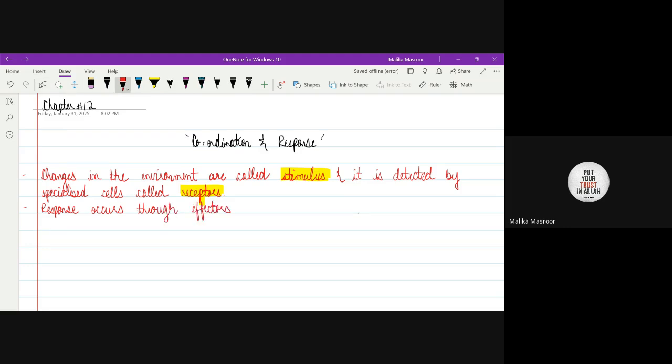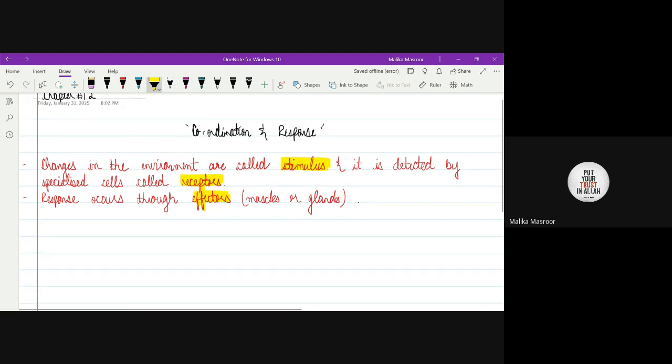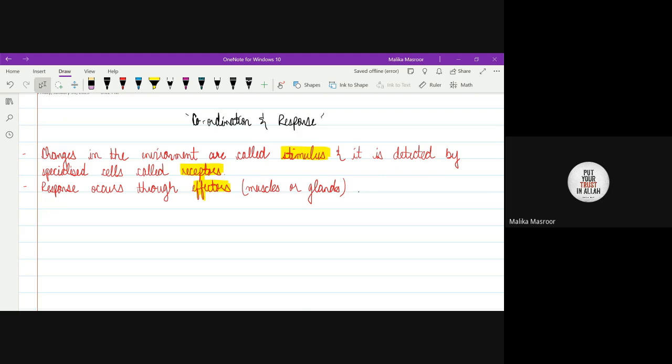Effectors are usually muscles or glands. Okay, stimulus, receptor, effector, very important. And the way in which your receptors detect stimuli and then pass information to effectors, all of this is called coordination.